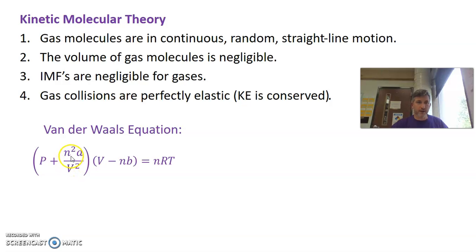You can see here we've got number of moles squared times this value A over volume squared added to pressure. So where pressure would normally be, we have all this extra stuff. And then we have the number of moles times another constant B subtracted from volume instead of just having volume. So what are those things?